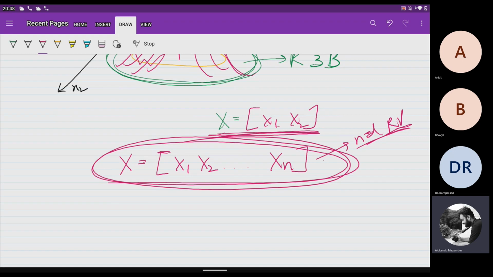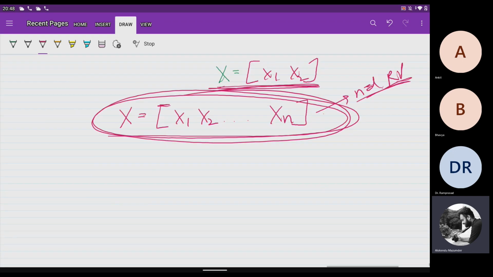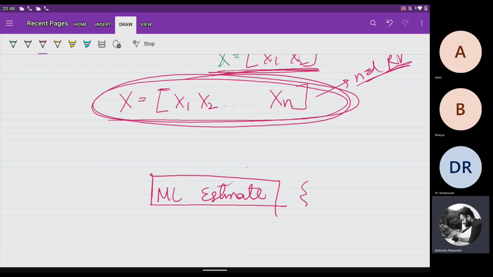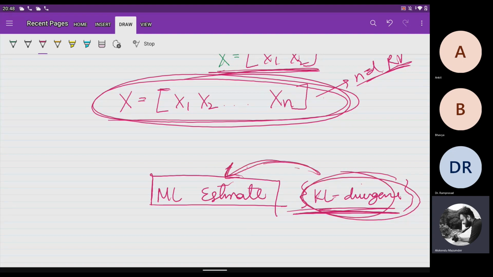So I think from next lecture, we can directly start machine learning. I just have to give you a quick overview of 2 or 3 things, and then we will directly jump to the classical machine learning concepts. In the next lecture, we will discuss something known as ML estimate. And we will talk about KL divergence. First, we will talk about KL divergence, and then we will jump to ML estimate.